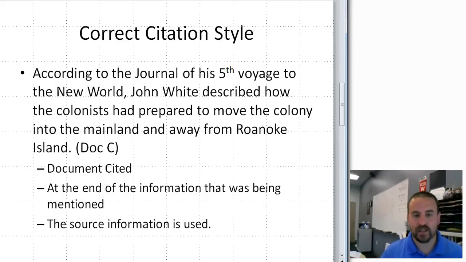And the source information is used while you're talking about the document. You'll always have the source information in a DBQ. It'll basically explain the author, possibly when it was created, and what type of document it is. So that's what source information is. The first thing you should do anytime you're reading a primary source is look for the source information. What is it? Who wrote it? From what time did it come? And then also, what is the possible audience? Who are they trying to reach?